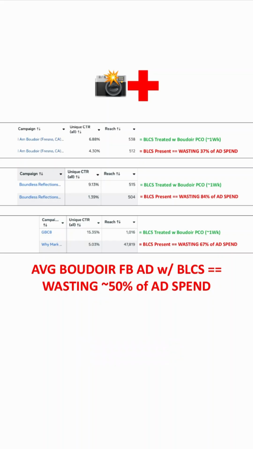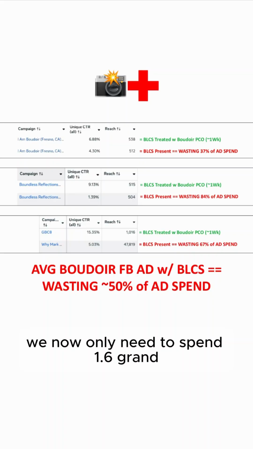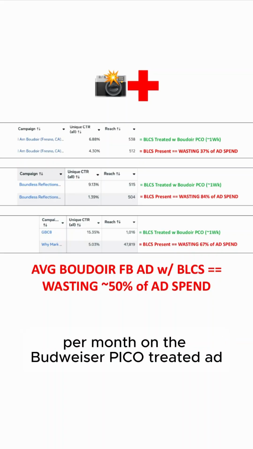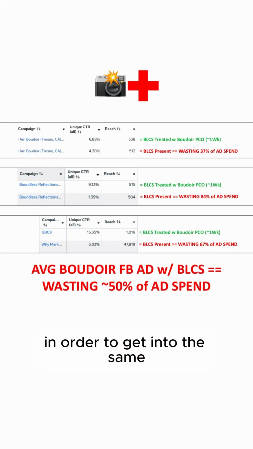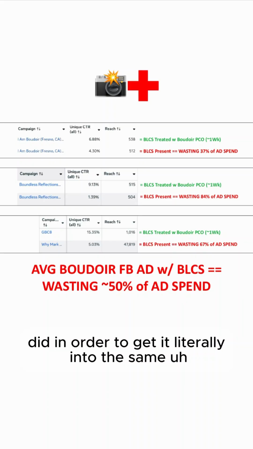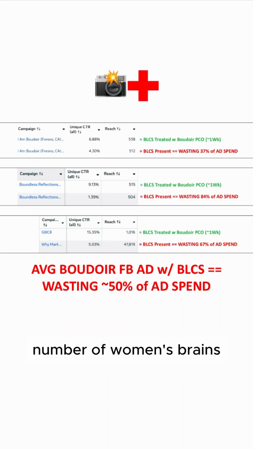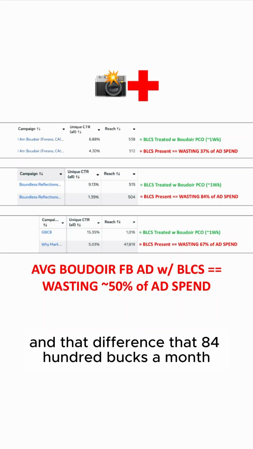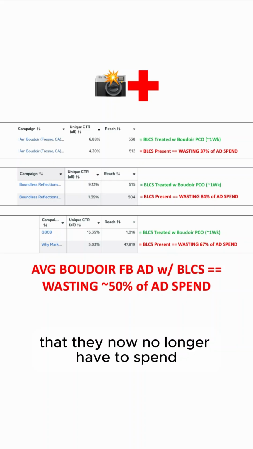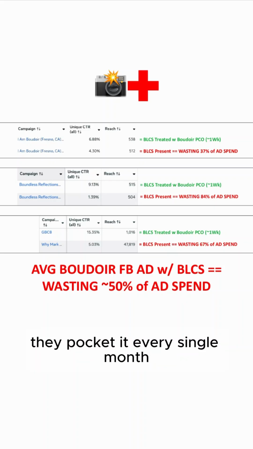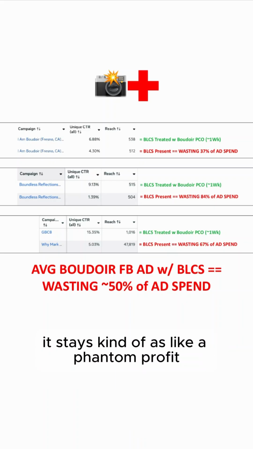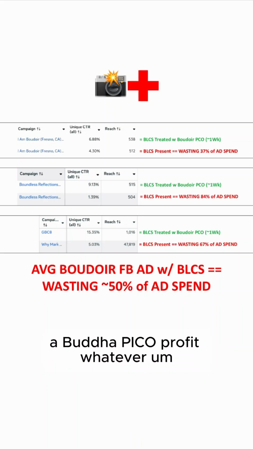As a result, if they were spending 10 grand a month on that original Boudoir Facebook ad, we now only need to spend 1.6 grand per month on the Boudoir Pico treated ad in order to get it into literally the same number of women's brains. And that difference, that $8,400 a month that they no longer have to spend, they pocket every single month. It stays kind of like a phantom profit, a Boudoir Pico profit, whatever.